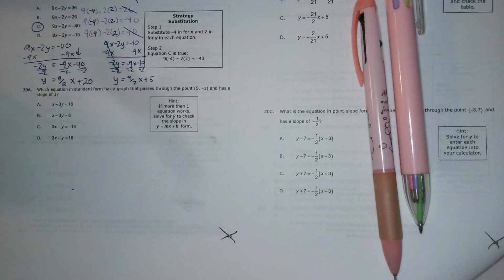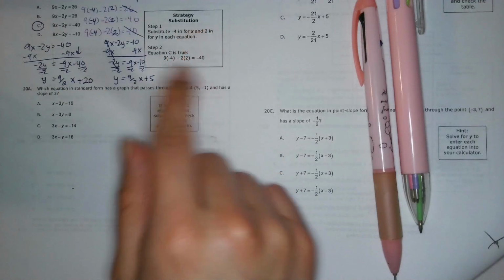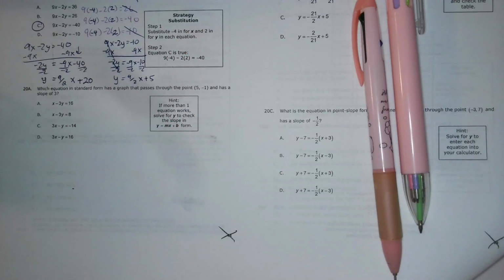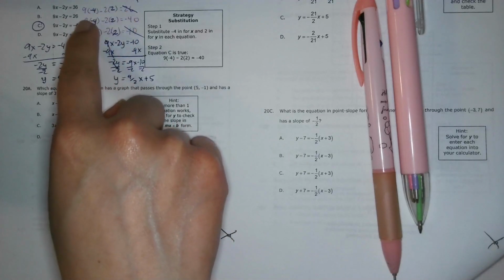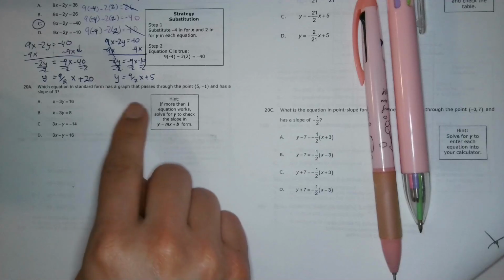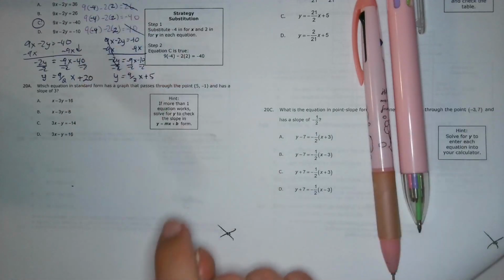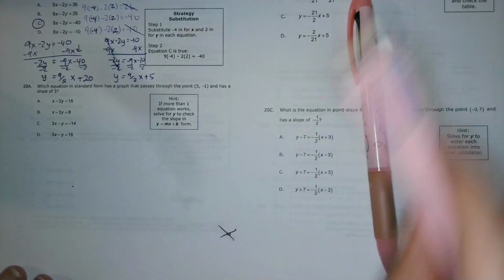Which equation in standard form has a graph that passes through the point 5, -1, and has a slope of 3? So I'm going to go ahead and plug in the numbers just like what we did last time. There are some differences. It's not as nice as the last one because the last one had a lot of the same numbers. So I'm going to go ahead and rewrite them. You don't have to rewrite them. You can put them straight into the calculator. If you know it, I'm not going to stop you. It's your test. You do what you like.